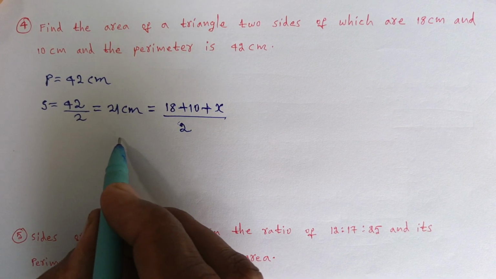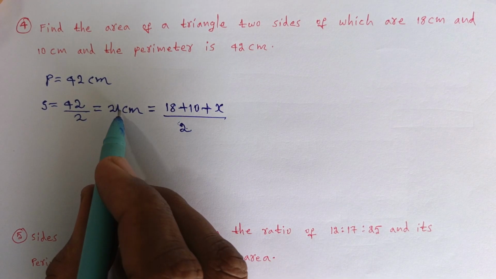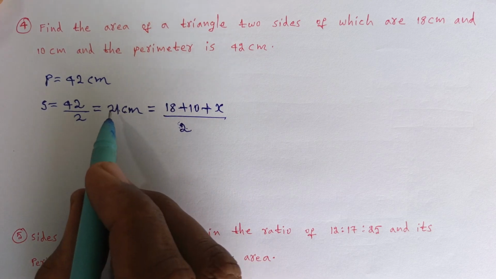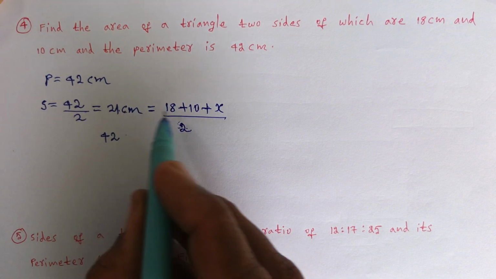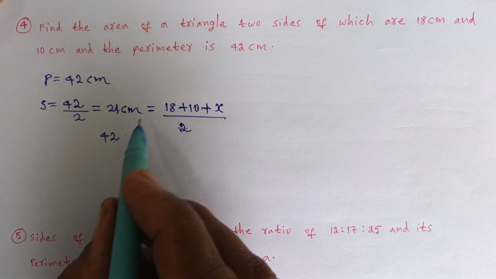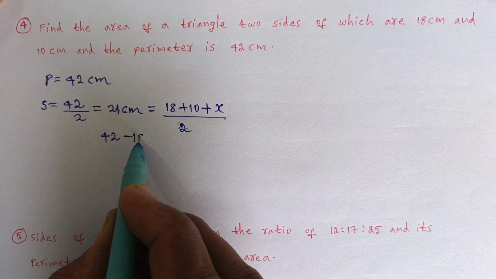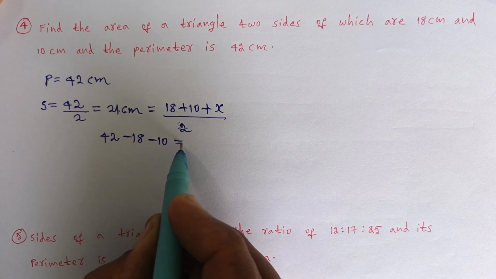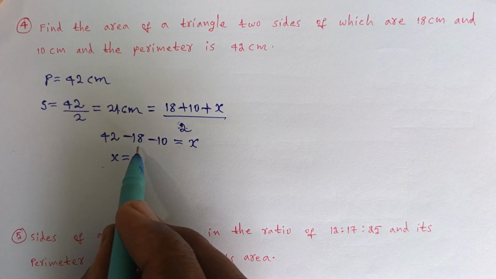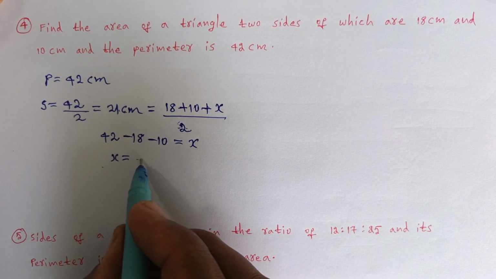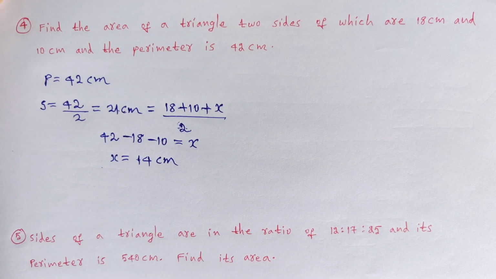So here, 2 into 21, if we cross multiply, 2 21 is 42, and simultaneously I am transposing 18 and 10 to the left hand side, so 42 minus 18 minus 10, that is equal to x value. So x equal to 42 minus 28, that is 14 centimeters.